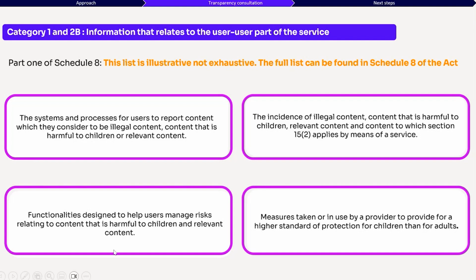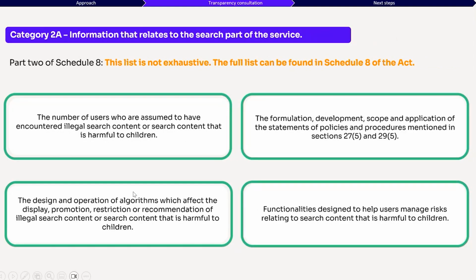So moving on to the next slide now, thanks Ramneet. This slide is focused on search services. The second part of Schedule 8 in the Act lists out the matters about the information we can require of category 2A services. So thinking here about search service providers. Again, we've included some examples here on the slide to give you a bit of a sense of what those matters cover, but there are many more listed out in the legislation itself.